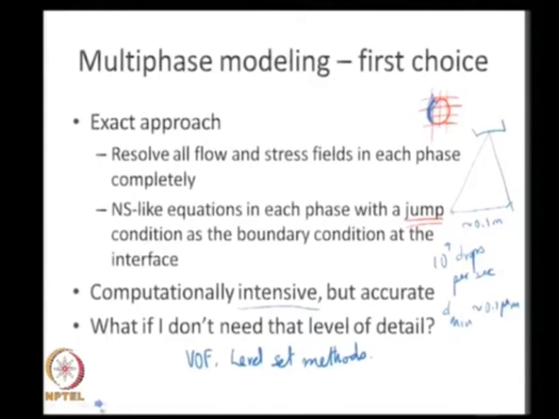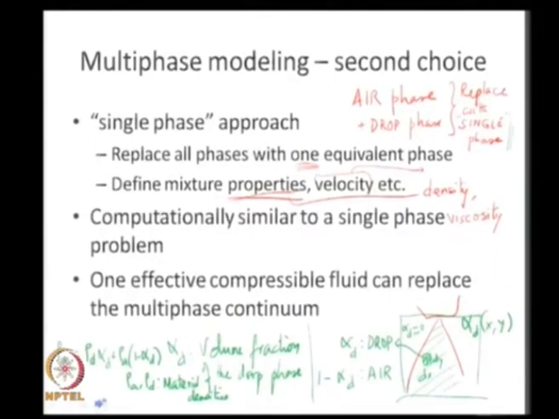And if I do not want that level of detail, what else can I do? I move on to the second approach, which is like swinging all the way to the other end of the spectrum. I am looking at the simplest approach possible. So this is where I know there are two phases, I know there are bubbles that are embedded in water, but I am going to assume that all of this is one phase. Locally, depending on the volume fraction of the bubble phase, you end up assigning a property to this newly created fictitious fluid, which is composed of both these phases.